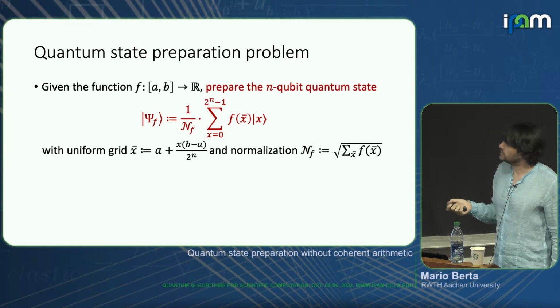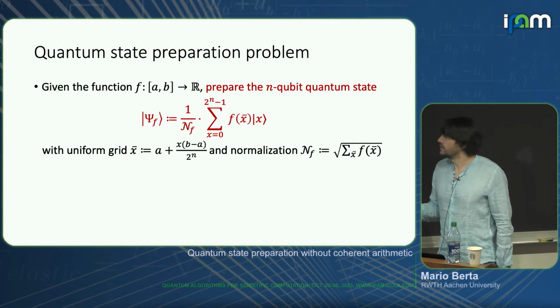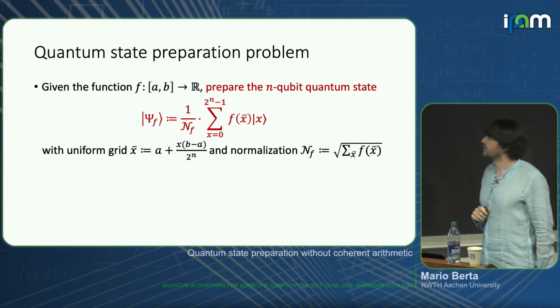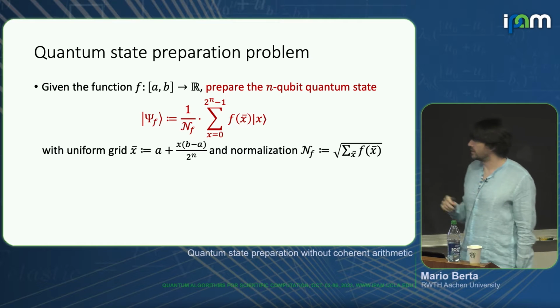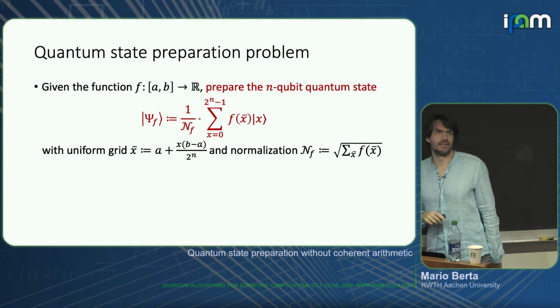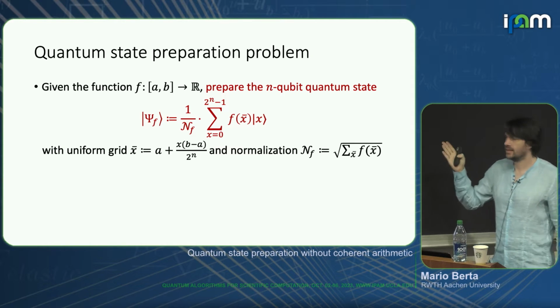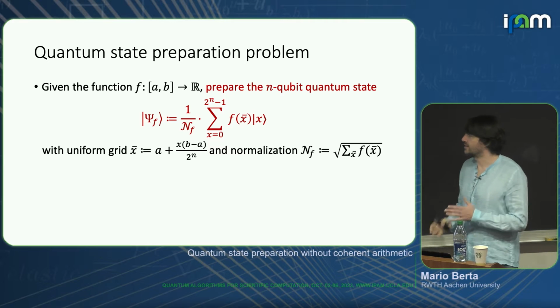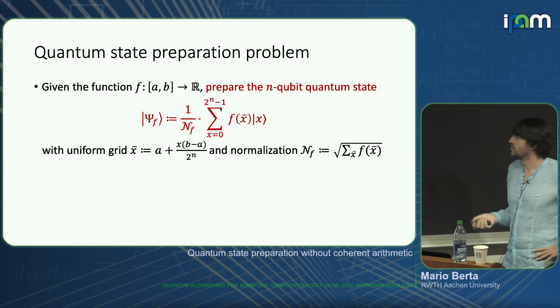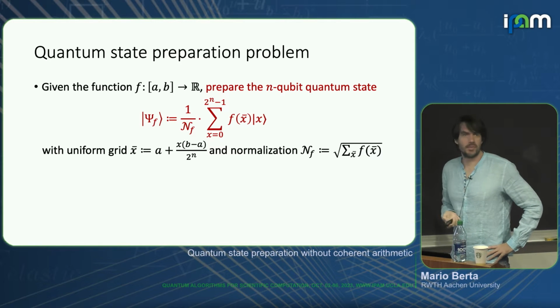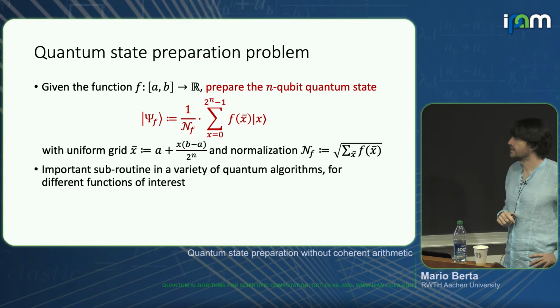The point is just that you want to create this quantum state where the amplitudes here are given. Of course, you have to normalize things such that you actually have a quantum state. But so that's the basic task given the function, the interval, the number of grid points, the spacing you want. Write down a quantum circuit that prepares this state.